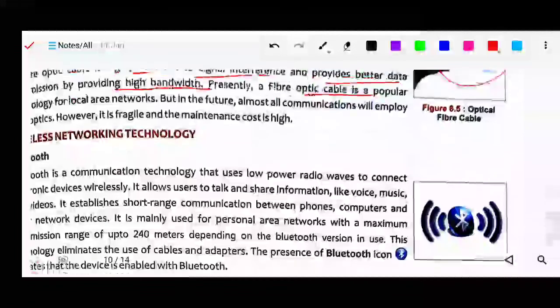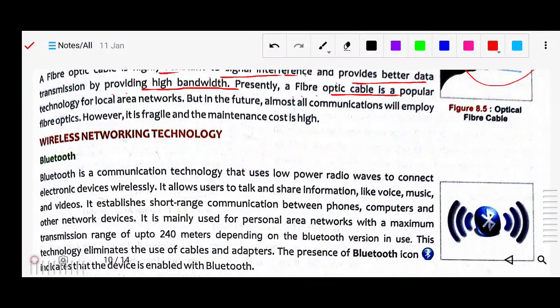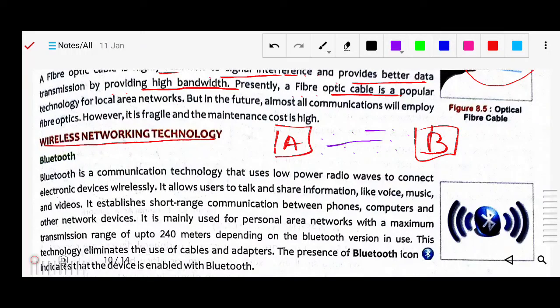Next is the next part, which is wireless networking technology. Up to here we have seen all the networking which is based on wired connections, meaning connected through wire. Now we will see some wireless technology, where if we have computer A and computer B, they are not connected by wire, they are connected by wireless technology.